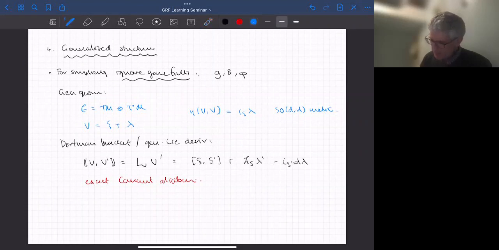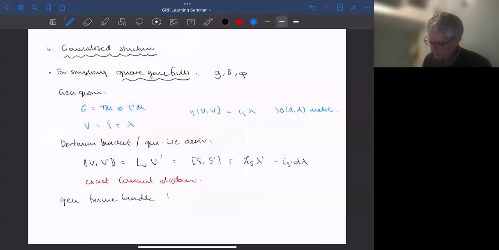And then one can think about some generalized frame bundle. So let's call it F of E. That's a frame bundle for E. And on there I have, this is in general, some SO(d,d) principal bundle.